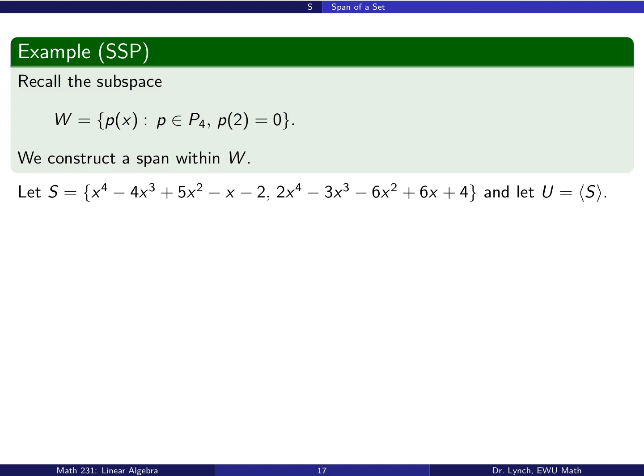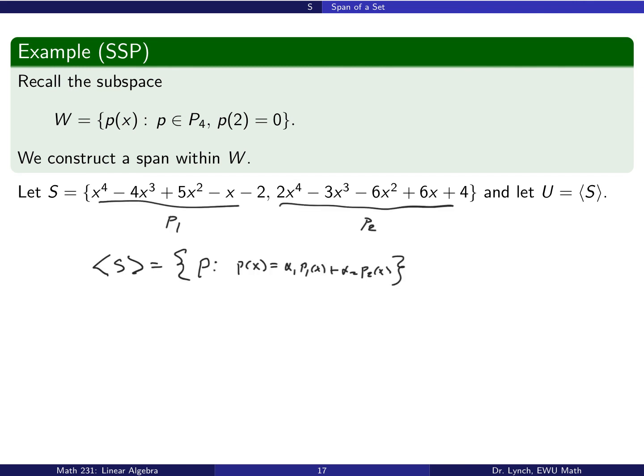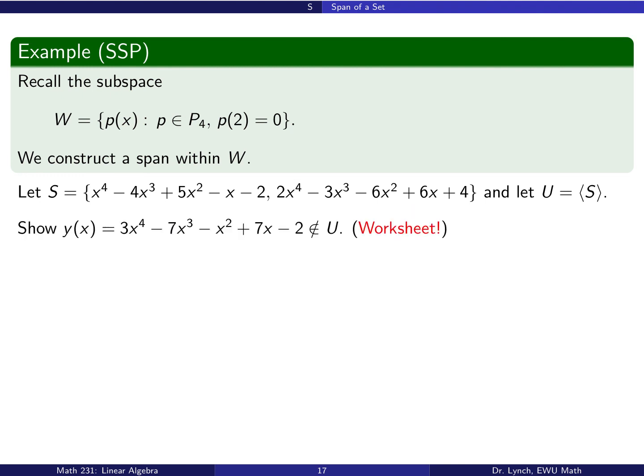So here's an example. We'll go ahead and cook up a span of vectors within this set W. I'm going to pick these two quartic vectors, and let U be the span of those two vectors. Just to be clear, the span of S is the set of all p such that p is equal to alpha 1 p1 plus alpha 2 p2. Now, we know that this span is a subspace, because we've just proved that all spans are subspaces.